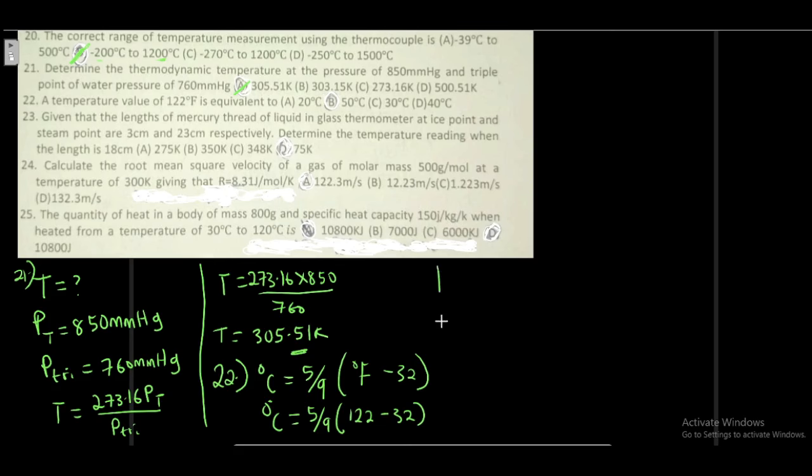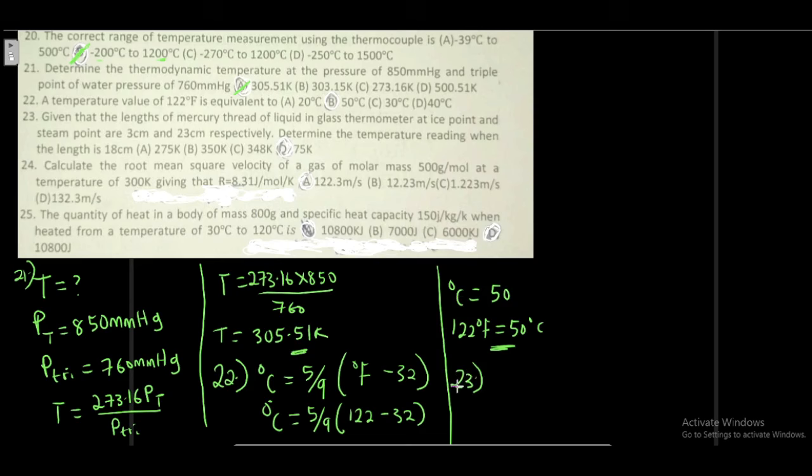If we simplify the whole of this with our calculator, we're going to have 50. So our answer, 122 degrees Fahrenheit is equal to 50 degrees Celsius. That's your answer. Now, question 23.